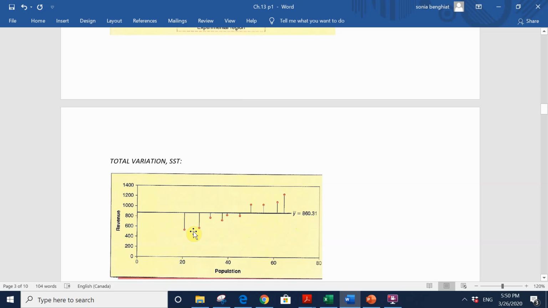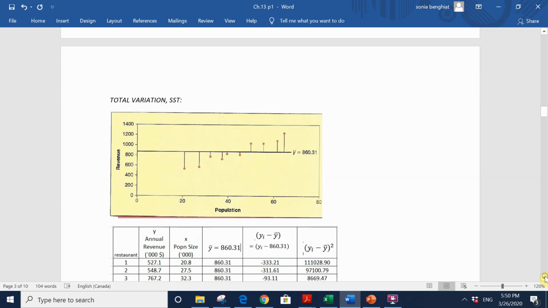And so this is how my data points would vary about a very basic model of Y bar. Imagine if you had Y bar to predict your Y values, your annual revenues. What would the variation be here? How far would my observed Ys vary from my Y bar? There is such a measure, and that measure is called total variation, or SST, the sum of squares of the total variation.